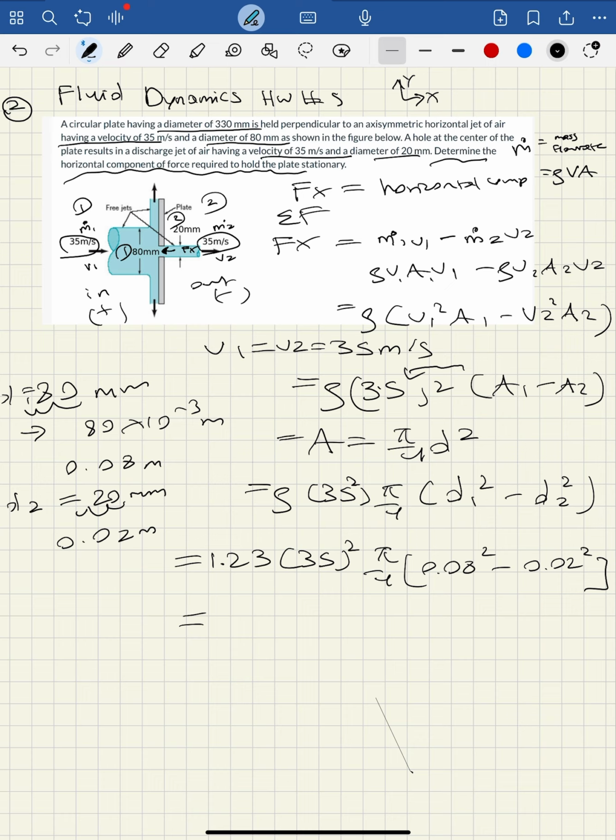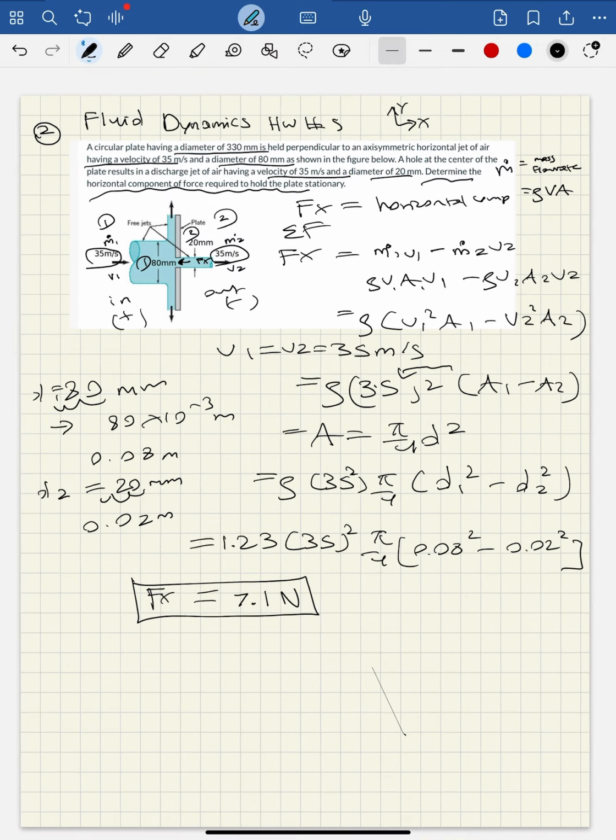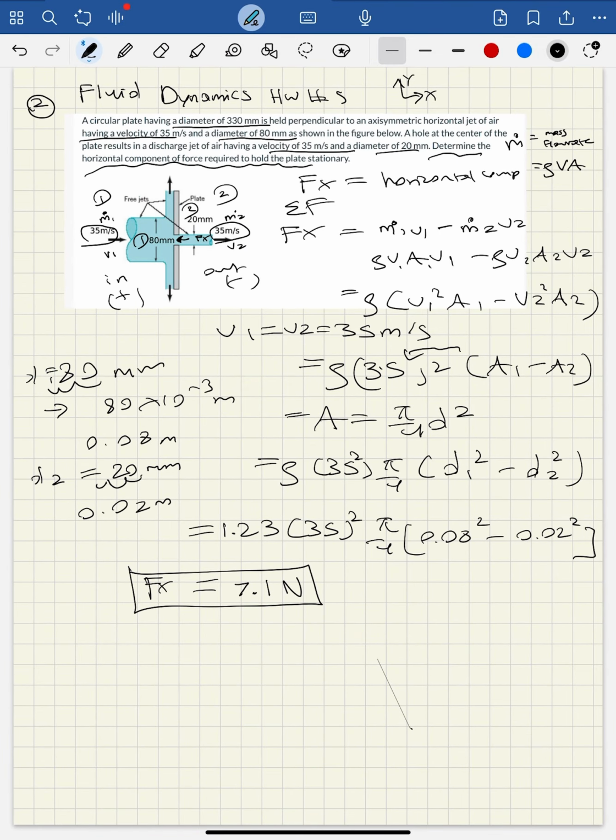We have 1.23 times 35 times 0.08 times 35. Okay, so we get our horizontal component, or our f of x, is going to be equal to 7.1 or 7.10 newtons. Okay, so that's going to be it. Let me know if you have any questions in the comments.